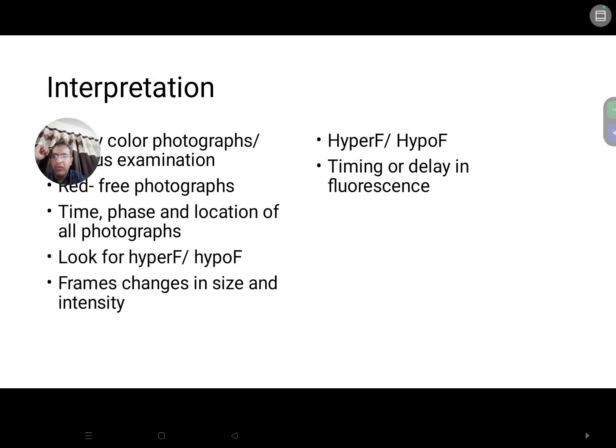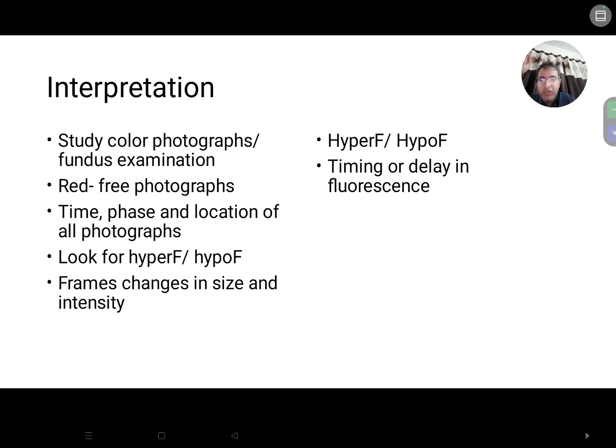This is how we interpret. We study the color photographs and/or we do the indirect fundus examination. Then we take red-free photographs of the eye. We have to do the fluorescein angiography, and what has to be noted on the photographs is the time, phase, and location of all the photographs which we take in FFA.